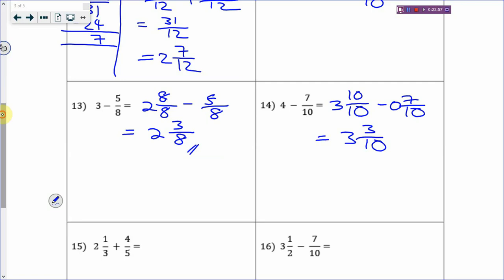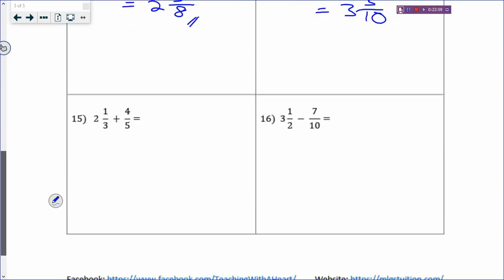Okay, now let's go down some more. Alright, how do we do this? So if you are stuck or ever confused, right, what do you do? Always change the mixed number into improper. So 2 times 3, then plus 1. So 2 times 3, 6. 6 plus 1, 7 thirds. Right, 7 out of 3.